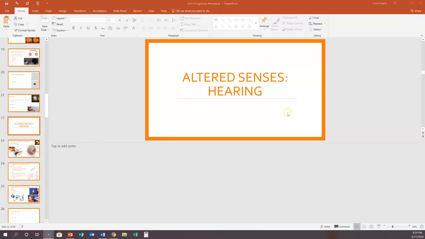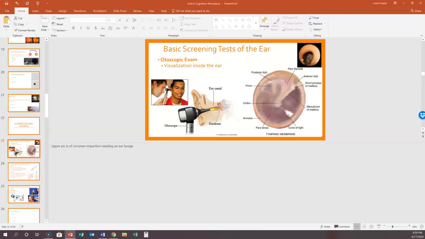Okay, we're going to continue on with altered senses. We're going to focus on hearing, so problems with the ear. So basic screening tests of the ear. An otoscopic exam is one of the most common screening devices that we can use. So it's this little handheld tool here that you can see here. We look and we can actually see into the ear canal, and we should be able to visualize the eardrum.